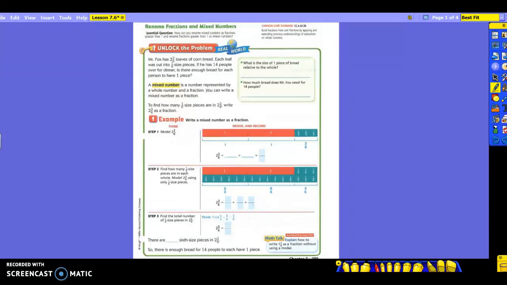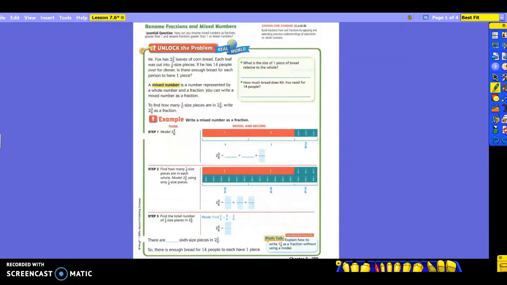As you can see at the top, for your title today of what you're going to be doing, it says that you're going to rename fractions and mixed numbers. And if you remember, we have mixed number as one of our vocabulary words over here. We will talk about it here in just a second. Let's read what they're asking us to do.